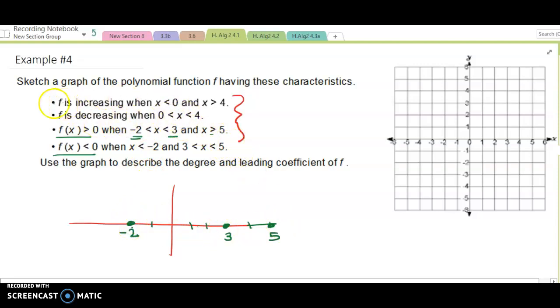Now I look at when f is increasing and when it is decreasing. It is increasing when x is less than 0, so I can go up here, and it's increasing, increasing, increasing. Now at 0, I know it goes from increasing to decreasing, so it's going to decrease from 0 to 4. But remember, it has to pass through this point. So it's decreasing, decreasing until we get to 4. And then after 4 we are increasing again, but we have to go through this 5. So we're doing something like this.